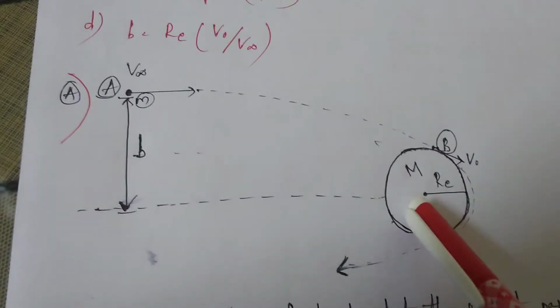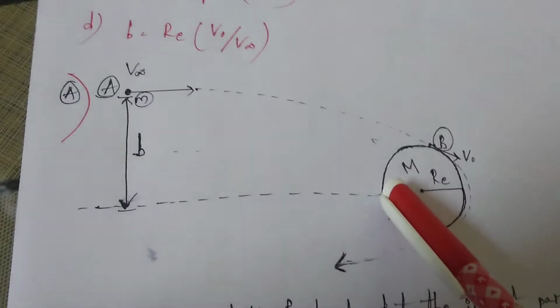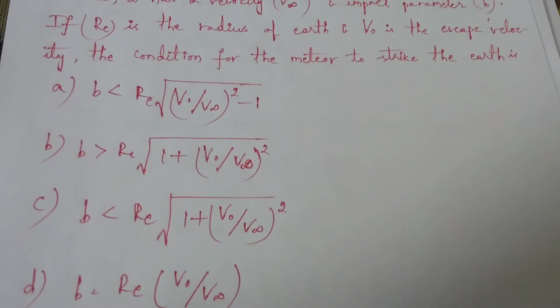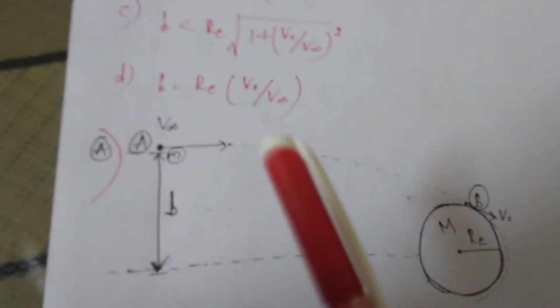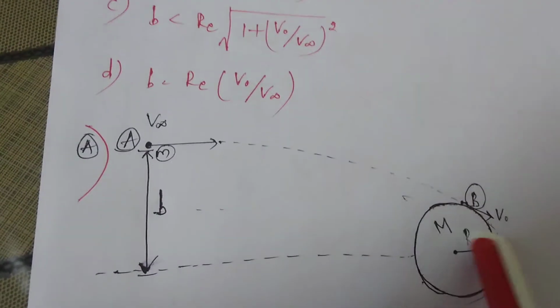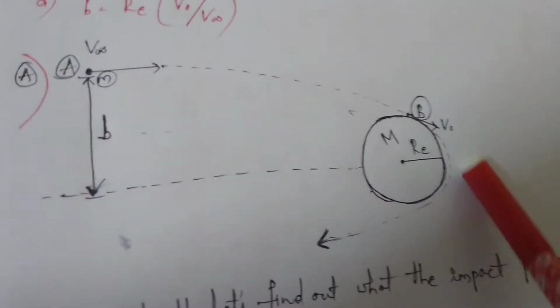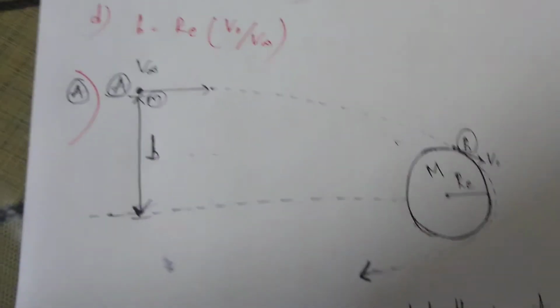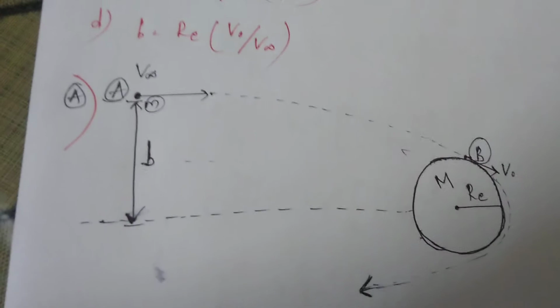It is traveling with the velocity v infinity, and here is our Earth, which has radius Re and mass capital M. So what they are asking in the problem is the condition for the meteor to strike the Earth. The meteor is traveling at a certain height with some velocity, and it should strike the Earth instead of escaping the Earth and following a parabolic or hyperbolic path, based on the velocity. How are we going to solve this?